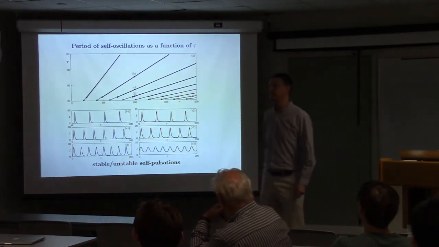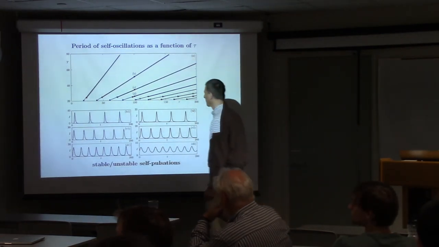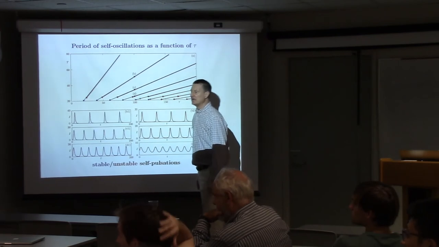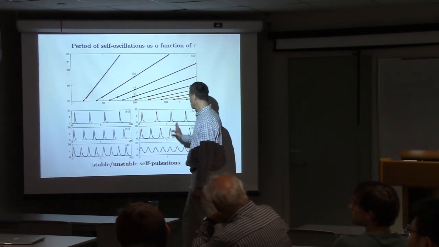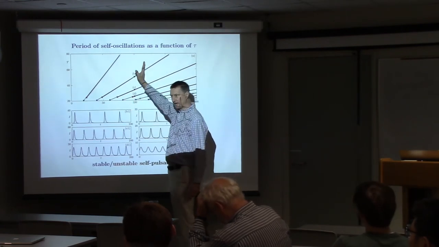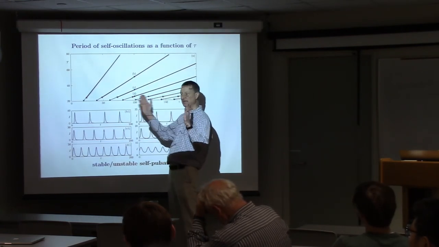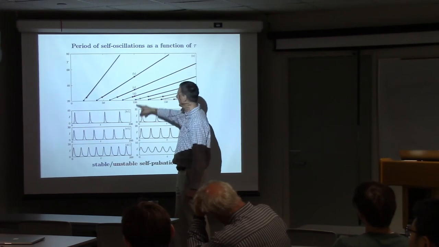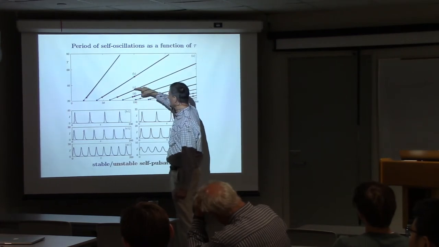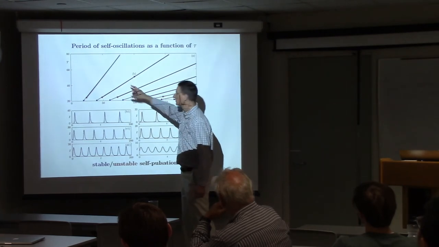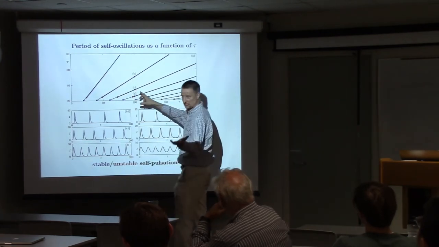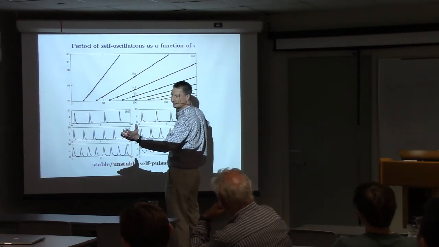Yes? So are you saying there's multiple relationships between how long the delay is and how many pulses are supported? What I'm saying is if you give me a pulse length, external feedback length, let's say of 100, I can fit in two, three, or four pulses per round trip. But not more. Not one. In this particular case, and not five or six or seven, okay?